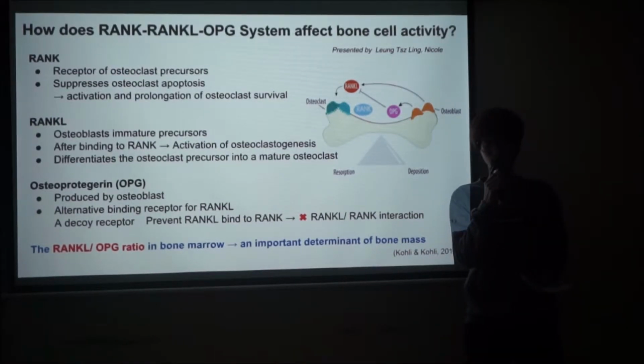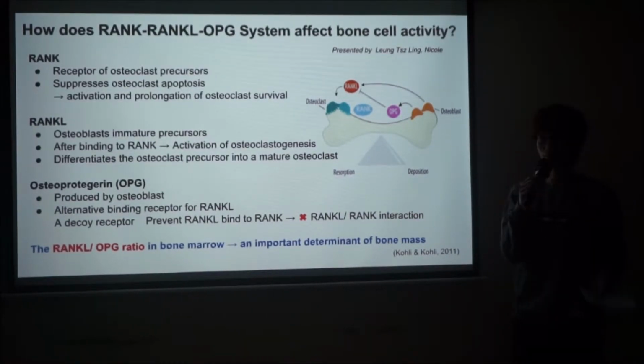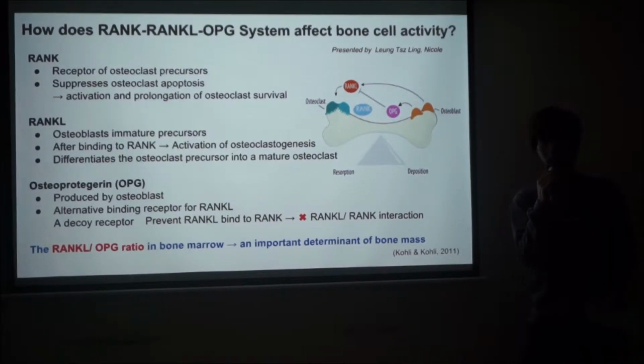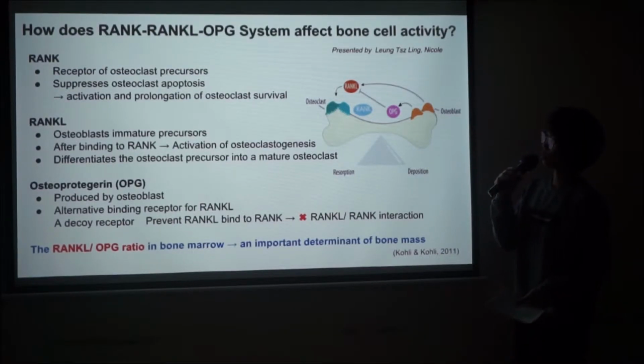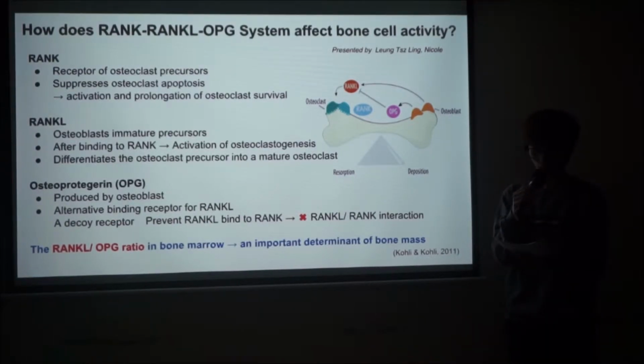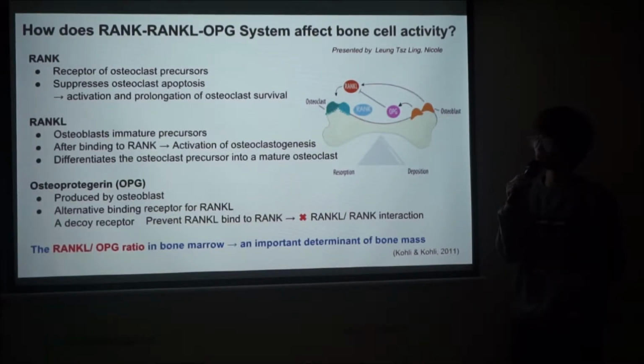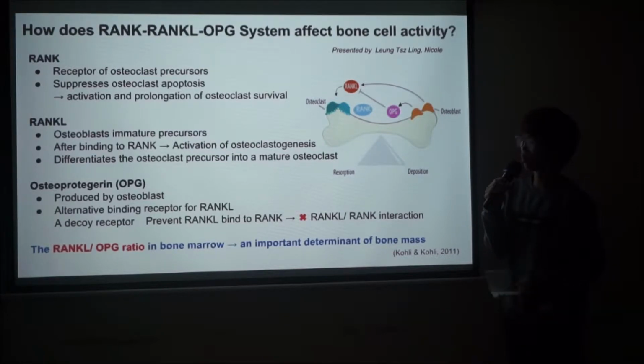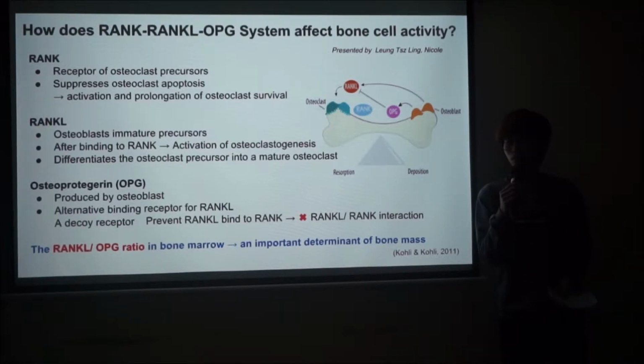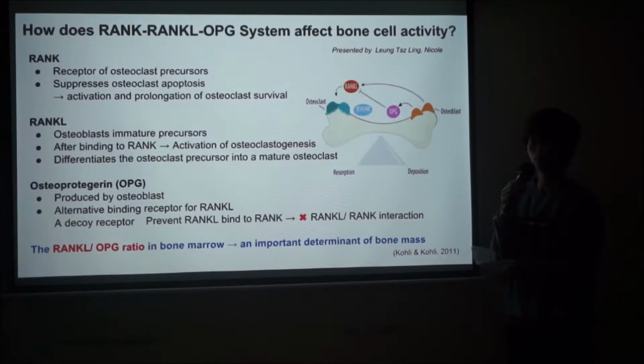The RANK-RANKL-OPG system has a significant effect on bone cell activity. Before I introduce the function of the system, in order to make the presentation clearer, I would like to describe RANK as K and RANKL as L. First of all, K is the receptor of osteoclast precursors. It will inhibit osteoclast apoptosis. It prolongs the survival of osteoclasts. Secondly, L is the osteoblast immature precursor. It is necessary for osteoclast development.